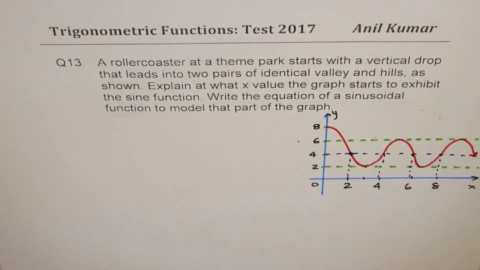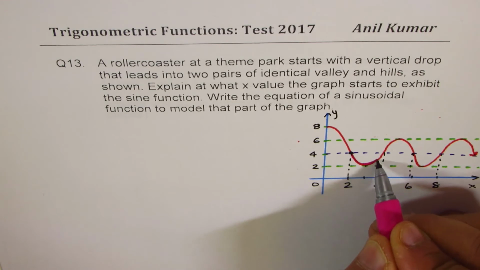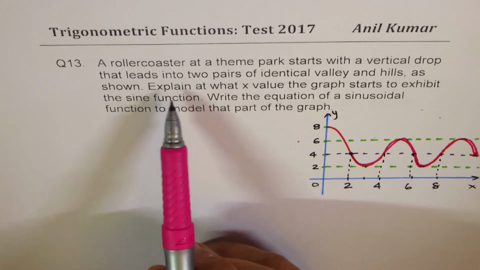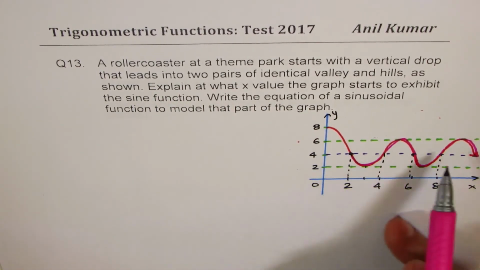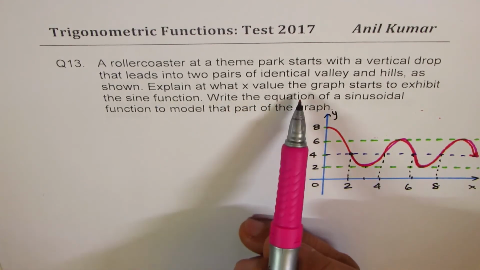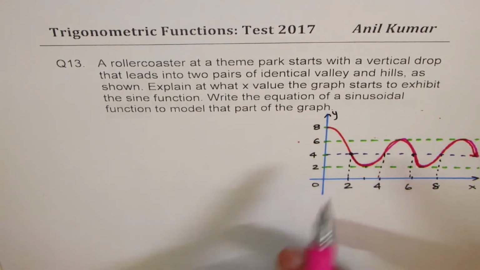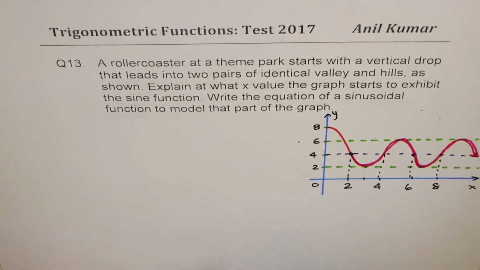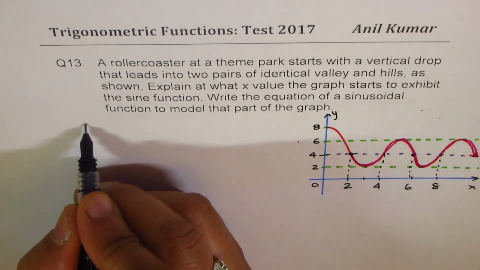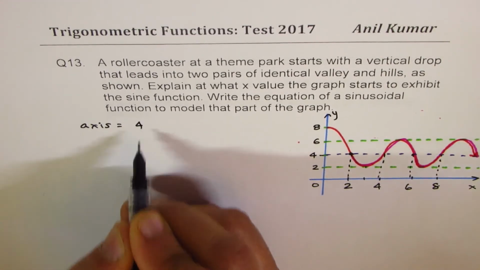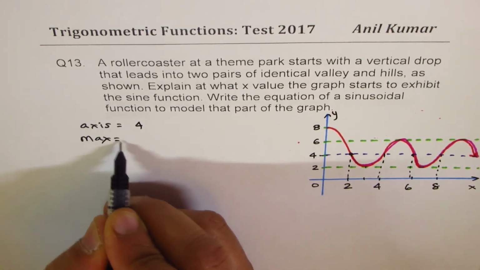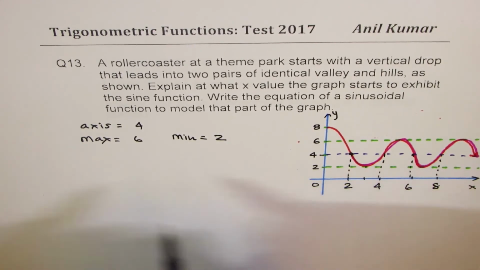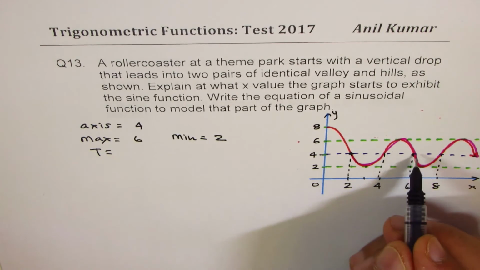So let me highlight this. Okay, so this is the point which we are talking about. Okay, now since it repeats, we know these are the two waves. Now explain at what x value the graph starts to exhibit, that is what it is. Write the equation of a sine function to model that part. Okay, so from here we know the axis is at 4. So we know the axis is at 4. Maximum is 6, minimum is the value 2, and the time period T is from here to here, one wave, right?